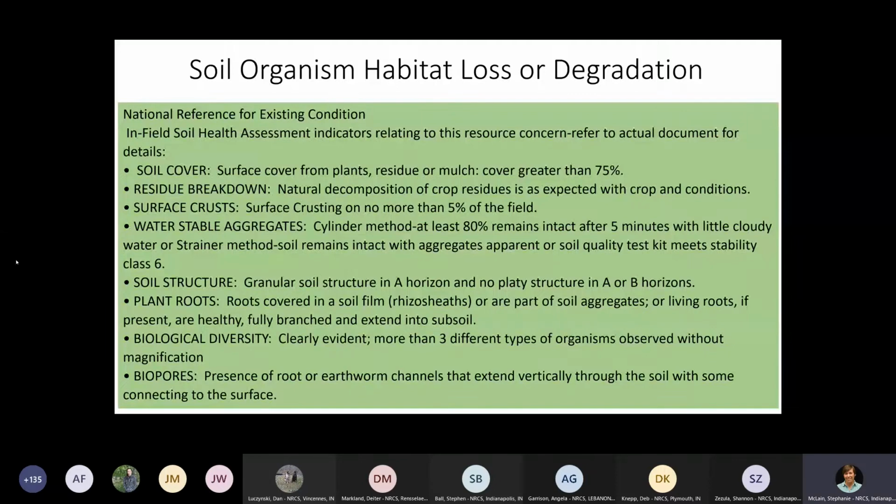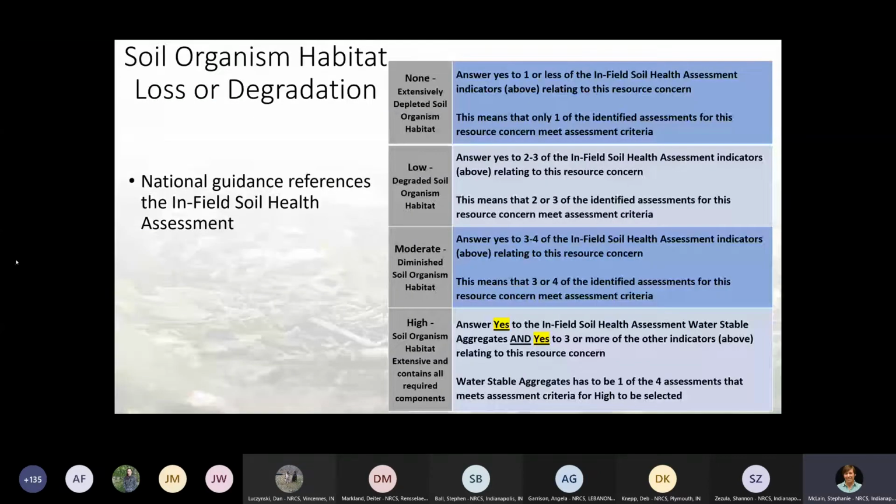Soil organism habitat loss or degradation. Again, this comes from that spreadsheet. It has a bulleted list of assessments that we could do for this resource concern. And for soil organism habitat loss or degradation in CART, it gives indicators of answering yes to 1 or less. If you can't answer any more than yes to 1 of those assessments, then your field or that site is considered to be in the none category.